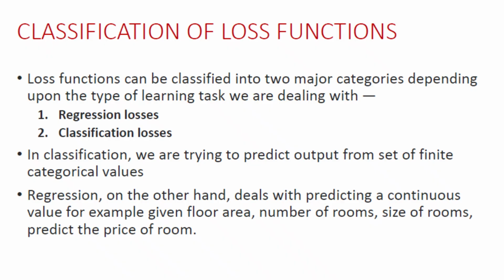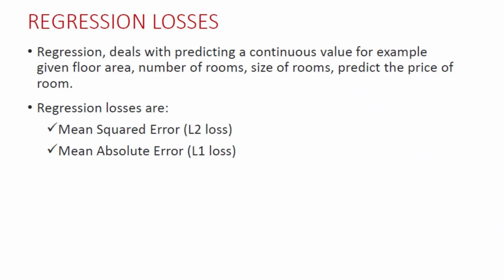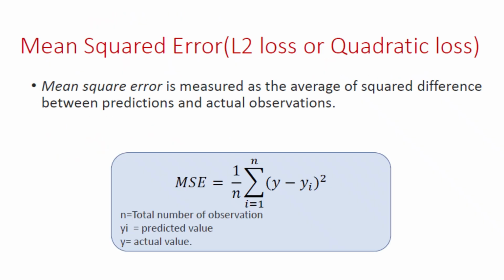We have classification and regression problems. For regression problems there are different types, but we are going to look only into two types of losses in regression and two types of losses in classification. Regression is done to predict continuous values, right? So we use two numerical losses, that is mean squared error and mean absolute error. This is the formula to compute the mean square error.